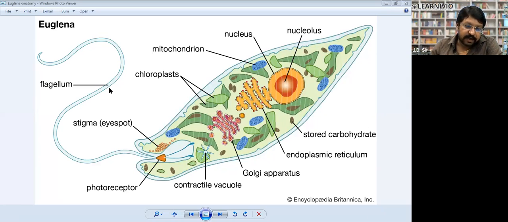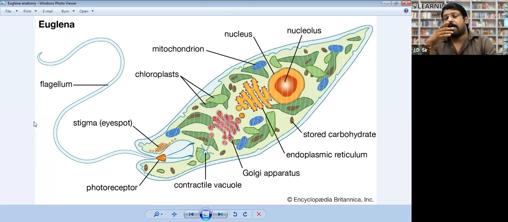Another important thing is that the flagellum is for locomotion. They have a stigma or eye spot. The stigma or eye spot is a structure which provides them sensitivity to light. So what is the utility of this structure? Look, whenever light is available in the external atmosphere, what will happen? These Euglena will come up from the bottom and start floating on the surface of the water, reaching the top of the water surface to attain the maximum amount of light and perform maximum photosynthesis.